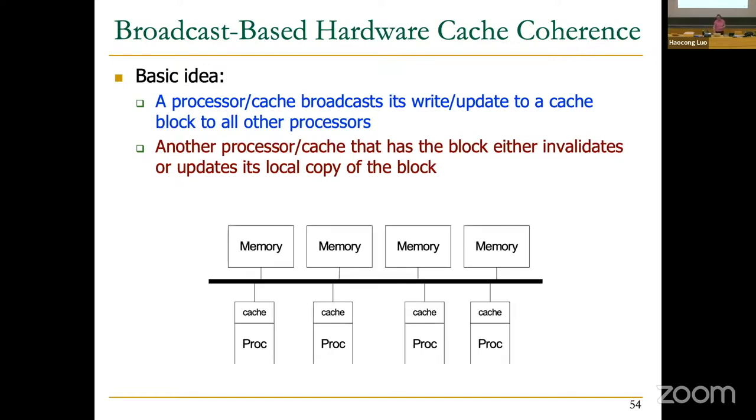And this works nicely if the processors are connected through a medium, or caches are connected through a medium where broadcasts are immediately visible to all of the other caches, which is essentially a wire, right? Which is a bus in this case, okay? That limits the scalability of these protocols in general.